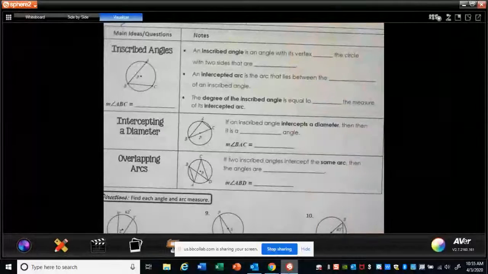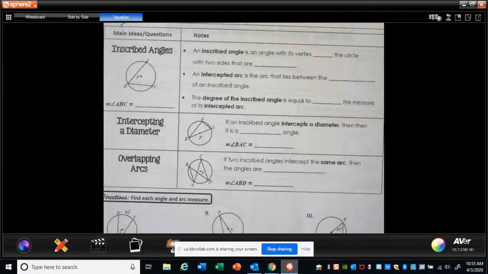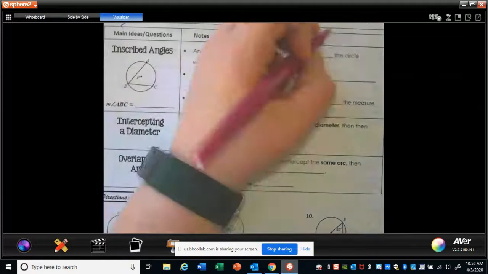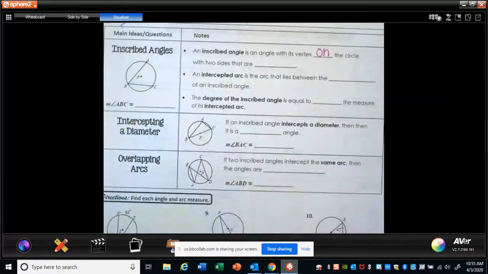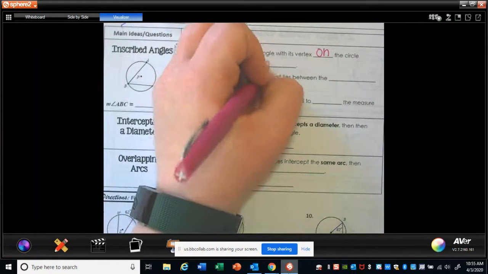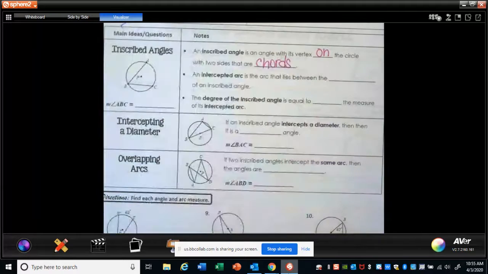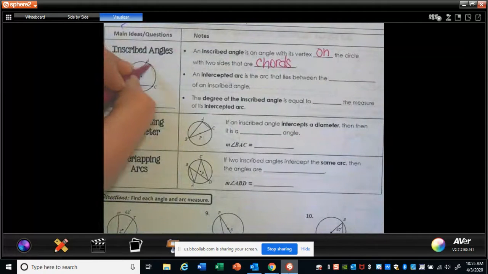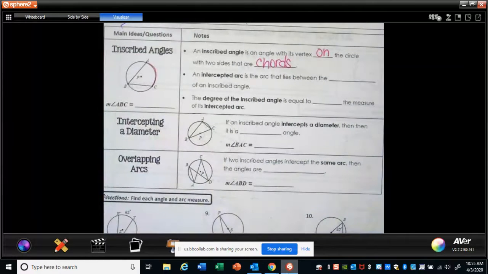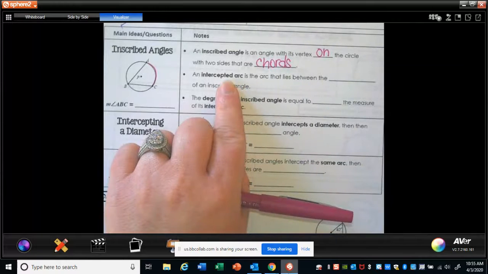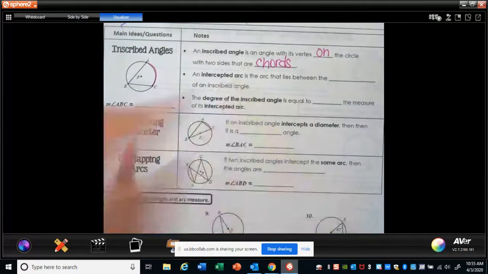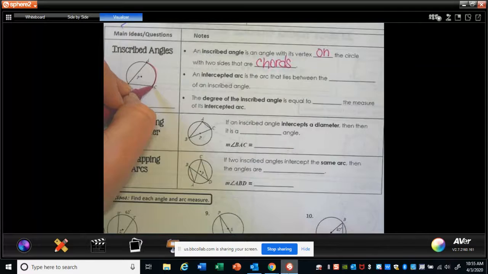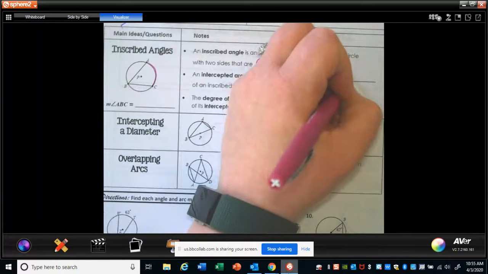All right, geometry. Today we're going to look at inscribed angles and inscribed quadrilaterals. So let's get started. Remember, an inscribed angle is an angle with its vertex on the circle, so its two sides are chords. The arc that's created from that inscribed angle is called an intercepted arc, and it lies between the two endpoints of the inscribed angle.